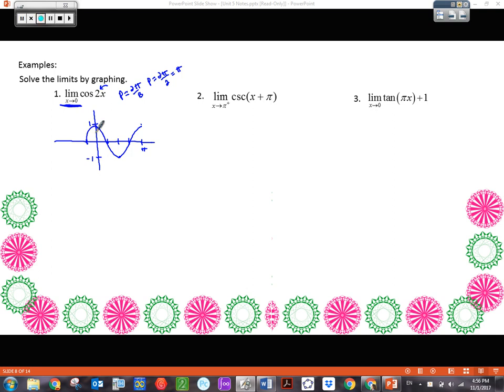I want to know what's happening as x approaches 0 from the right. So from the right, what's happening? Which y value am I headed to? As I approach from the right side, I'm headed to a y value of 1. Coming from the left, I'm headed to a y value of 1.